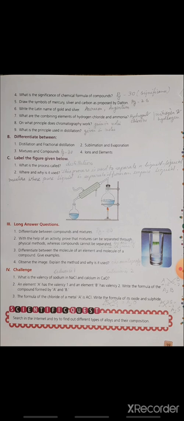Draw the symbols of mercury, silver and carbon as proposed by Dalton is given in page 26. Write the Latin name of gold and silver. For gold it will be aurum and silver will be argentum. What are the combining elements of hydrogen chloride and ammonia? The combining elements of hydrogen chloride are hydrogen and chlorine, and for ammonia it will be nitrogen and hydrogen.